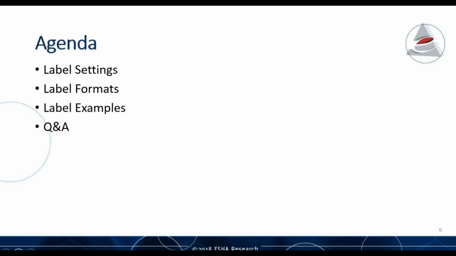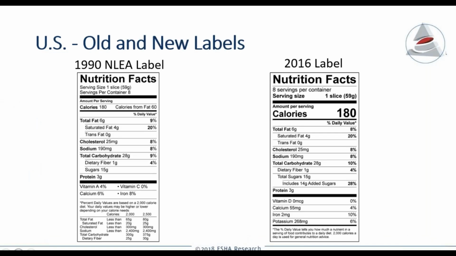Thank you, Ben. Today we are going to talk about the various label edits that you can make to accommodate your product packaging, your marketing needs, and your audience. Here are some examples of labels that you can prepare in Genesis R&D. Here we have the old and the new US label formats. You can see the 1990 and the 2016 label formats. You can notice here that there are not only formatting differences, but content differences as well.